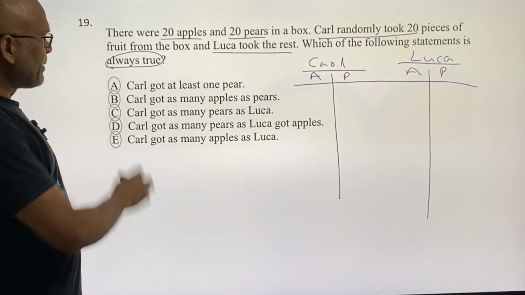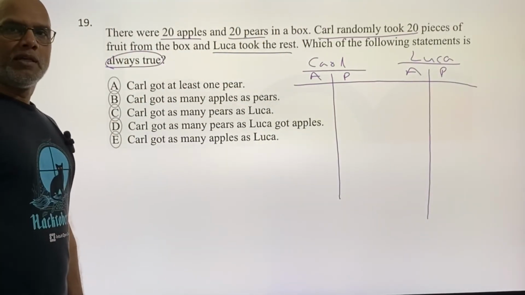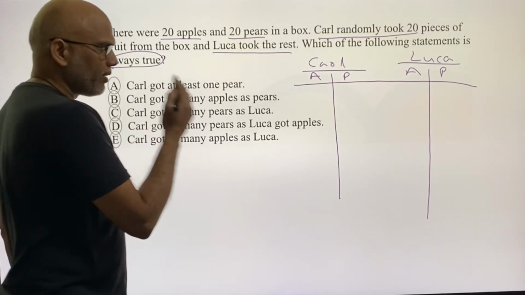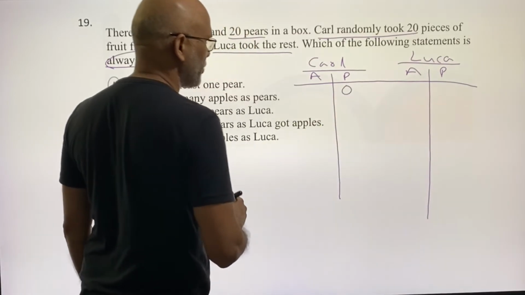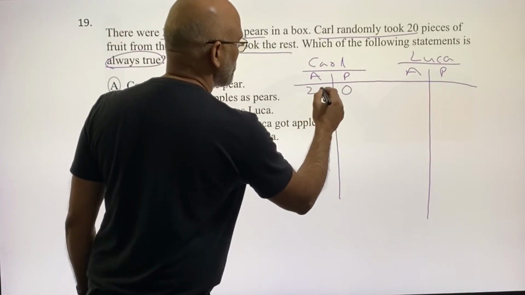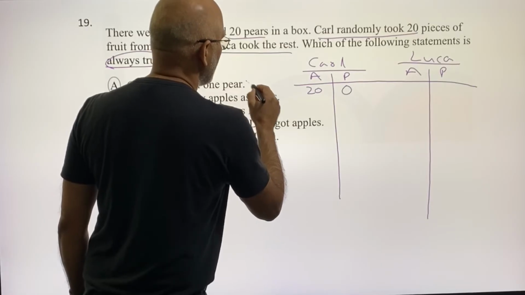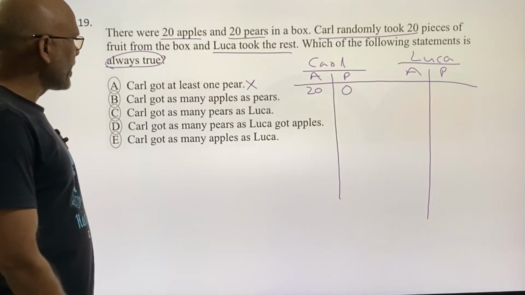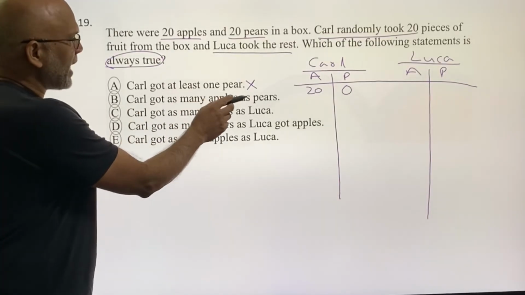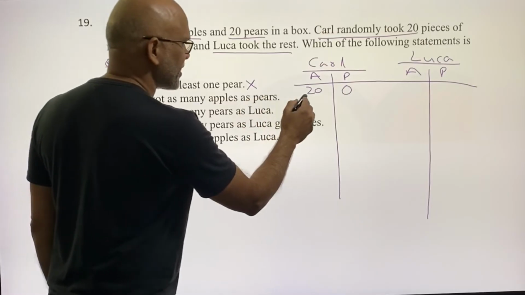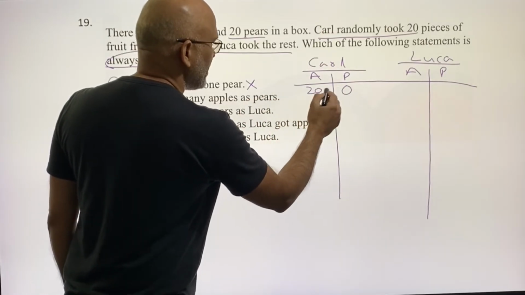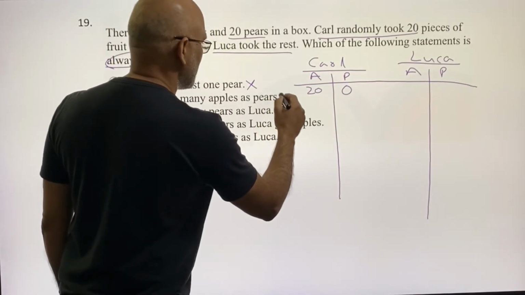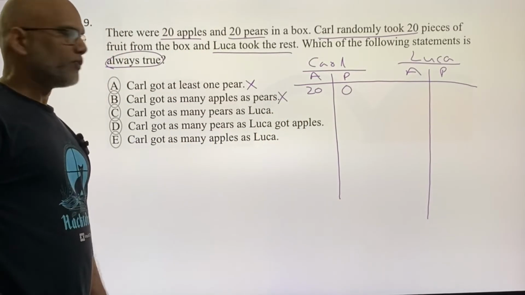Okay, and let me check each of these answers one at a time. Carl got at least one pear. Not necessarily. Carl could have gotten 0 pears and all 20 apples, right? So this is definitely not always true. Okay, Carl got as many apples as pears. Again, not necessarily. From this example, he could have gotten 0 pears and 20 apples, right? So this is also not always true.